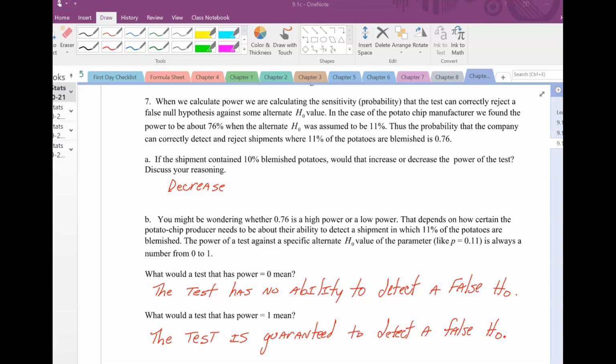Thus, the probability that the company can correctly detect and reject shipments where 11% of the potatoes are blemished is 0.76. So if the shipment contained 10% blemished potatoes, would that increase or decrease the power of the test? And why do you think so? So obviously you can see from the screen that it will decrease it, but why exactly does that happen?